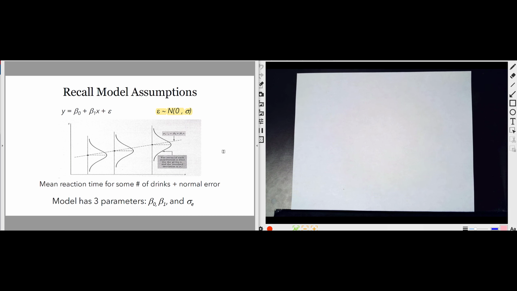All right, so in this linear regression model, there are actually 3 parameters that we are computing or estimating. There's the intercept term, beta sub 0, the slope term, beta sub 1, and we're also estimating the standard deviation of these error terms around the regression.